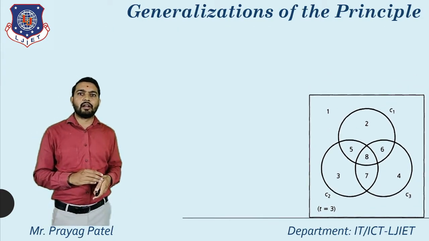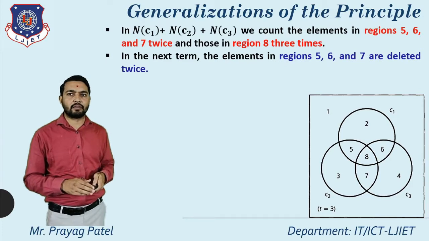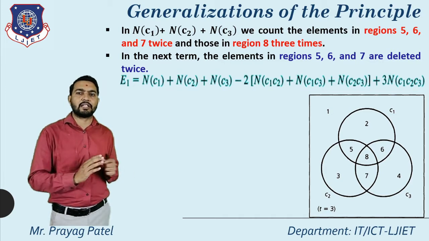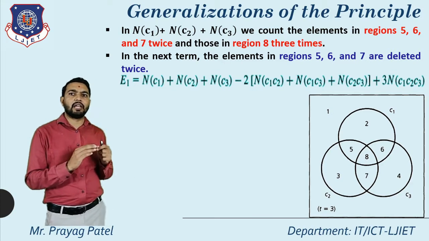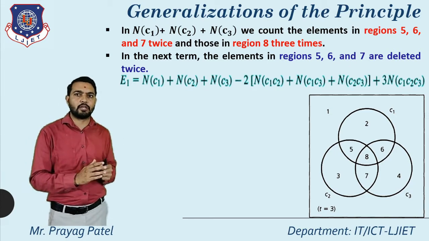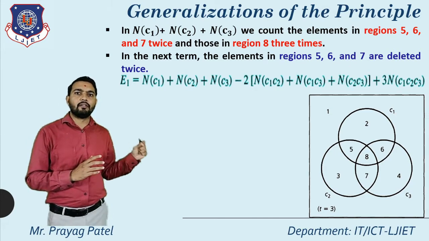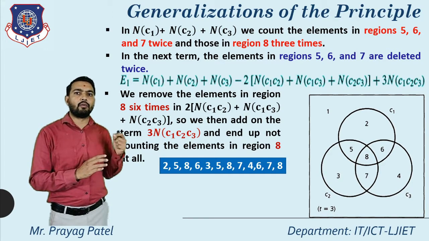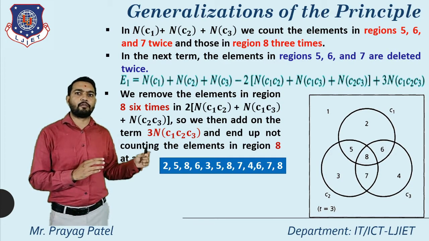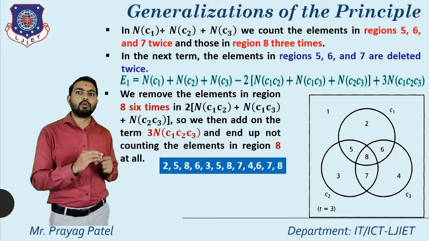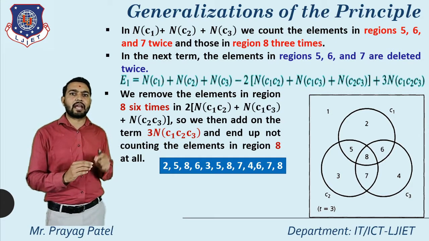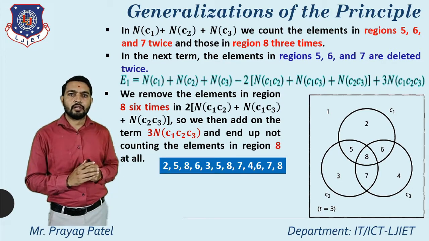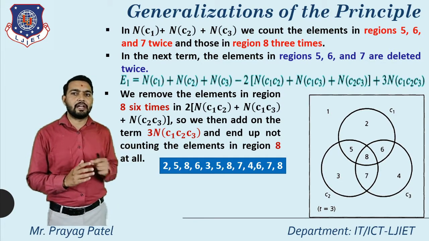So for that, here understand what the scenario is in this equation. In this equation we see the first three terms N(C1) plus N(C2) plus N(C3). In these three terms we consider the elements of C1, C2 and C3. So here we write the formula and use the equation, then we can find the result as 2, 5, 8, 6, 3, 5, 8, 7, 4, 6, 7, 8, because we count each and every element. So C1 contains the elements 2, 5, 6, 8. C2 contains the elements 3, 5, 8, 7. C3 contains the elements 4, 6, 7, 8.